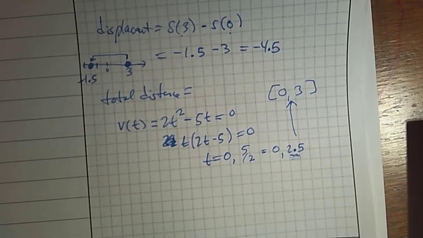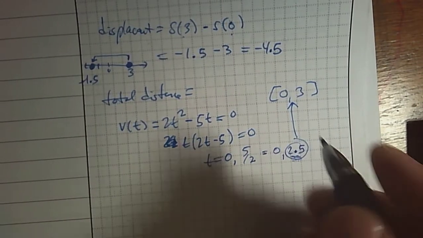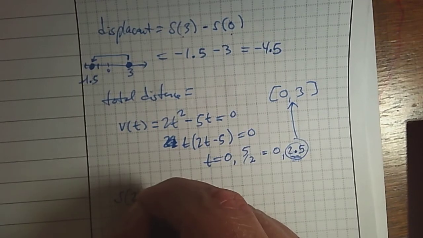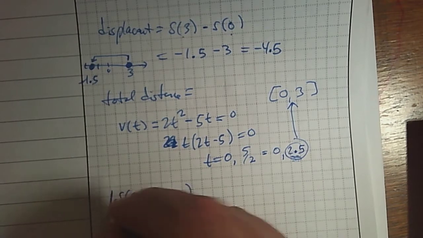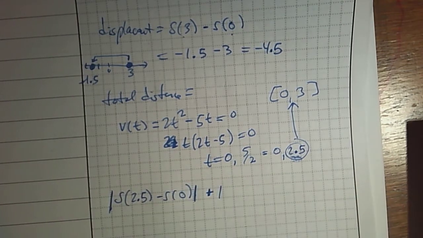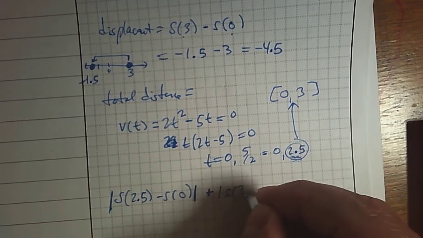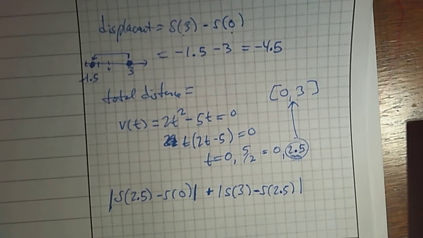So then how do I find the total distance? Well, I'm going to use 2.5. So then the total distance is plug in 2.5, subtract, plug in 0, and we want the absolute value of that, because it's going to be a positive answer. Then we're going to plug in 3, subtract, plug in 2.5, and again the absolute value of that.